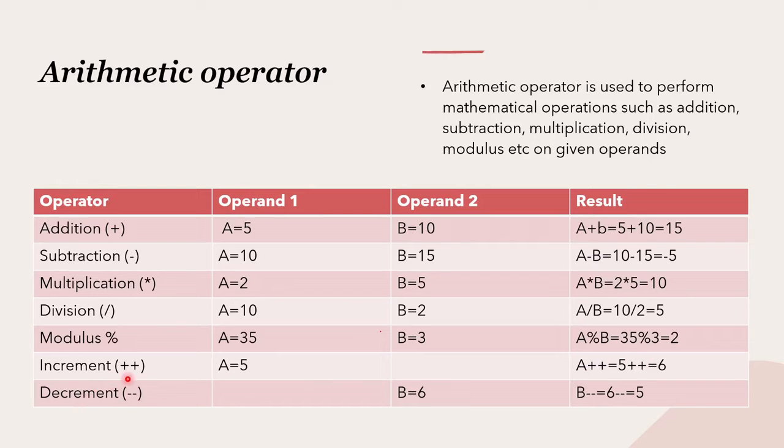Then comes the decrement operator. In this also we need only one operand. You can take a, b or anything you want. Then we just need to decrement this number by 1. So b minus minus, where b is 6, gives 5.